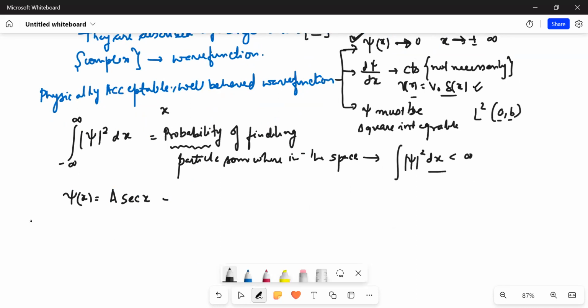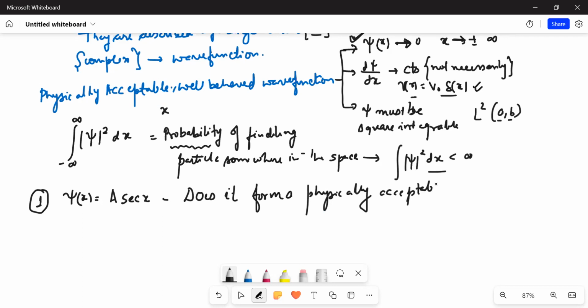Now, as I go, let us do a few questions and understand whether or not this particular form, that is sec(x), forms a physically acceptable wave function. I hope everybody understands that this does not form a physically acceptable wave function, because it becomes infinite as x equals π/2. So clearly one knows that sec x would tend to infinity as x equals π/2.